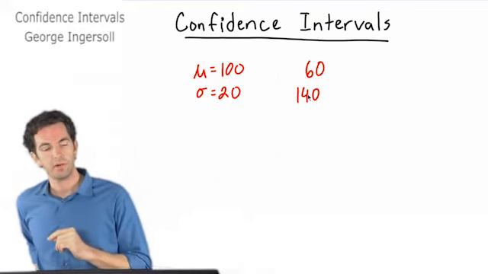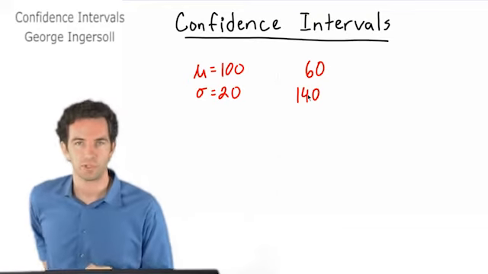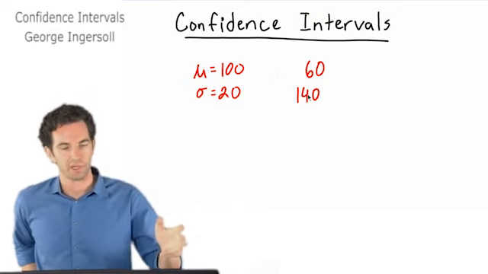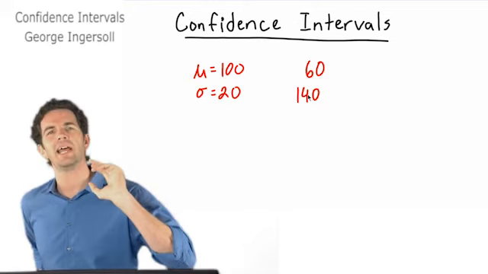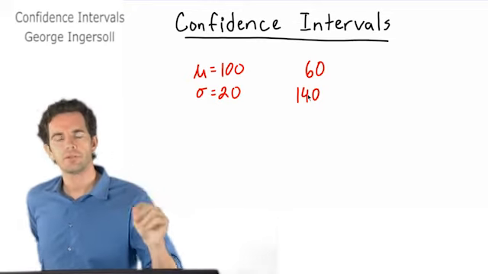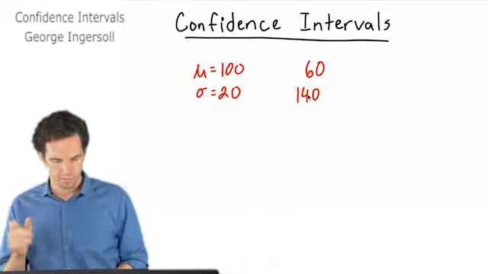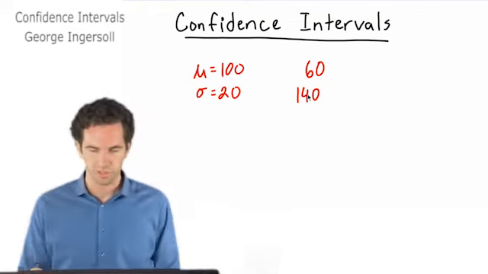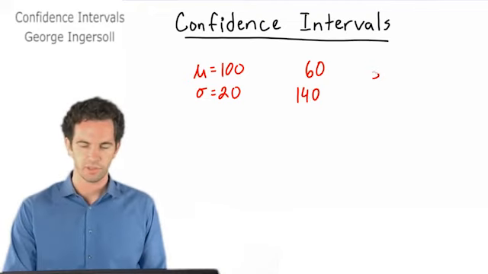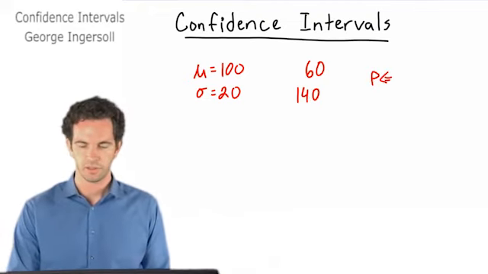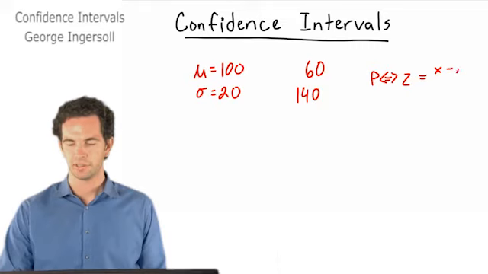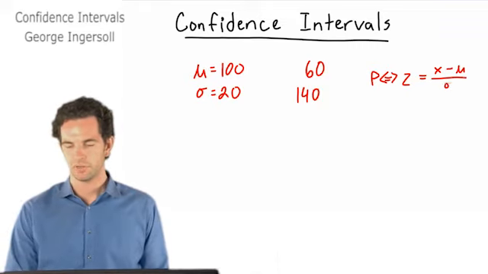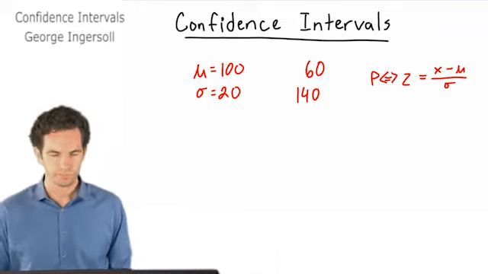Let's say instead, though, that we only wanted to be 90% sure of the number of guests we're going to have in any given Saturday night. So we only care to be 90% confident. What is our range going to be in that case? Well, we're just going to use our same old equation. Probability converts to z, which is going to be equal to x minus the average over the standard deviation.